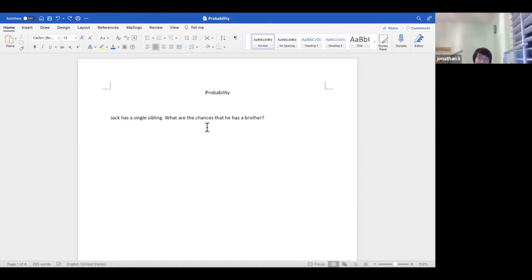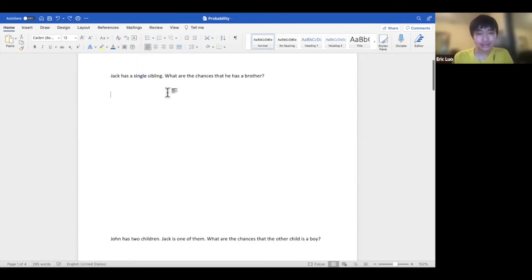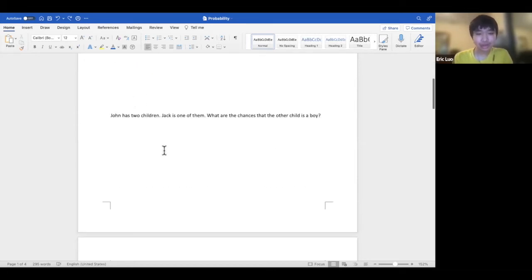Yeah. Now that is a very good way of reasoning. However, this is actually incredibly counterintuitive. You can't really intuit it. But why don't we change this problem to a different way? What if John has two children and Jack is one of them? What are the chances that the other child is a boy?